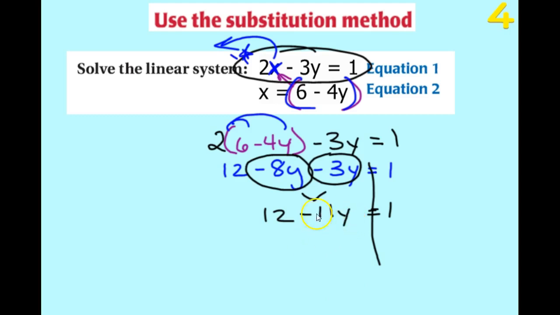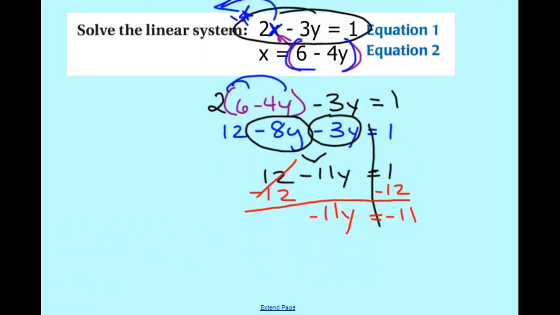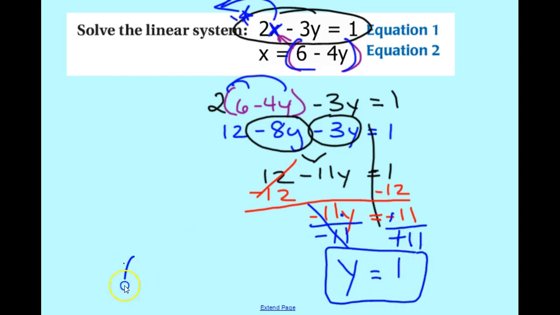And then get the y all by itself. Get rid of your addition and subtraction. So subtract 12. We have negative 11y equals, now there's more negatives, negative 11. And then get y by itself. The opposite of multiply is divide by negative 11. y equals, now two negatives make a positive, 1. So there's y in our answer x, y.